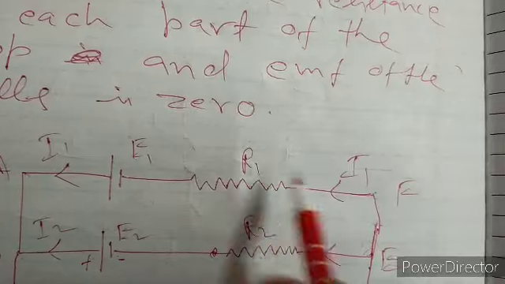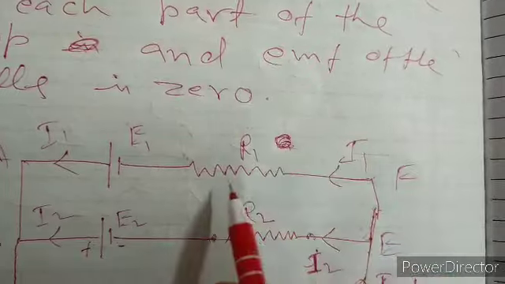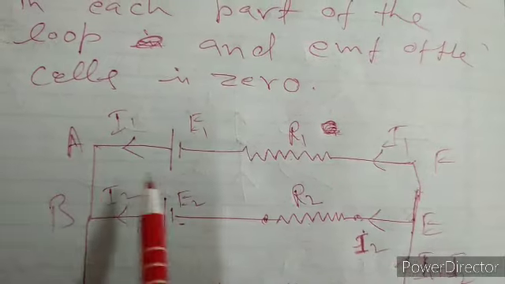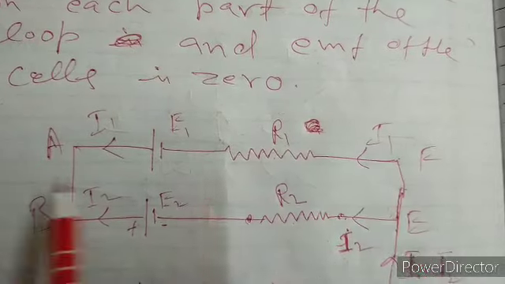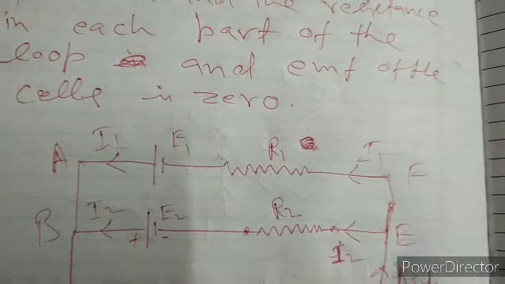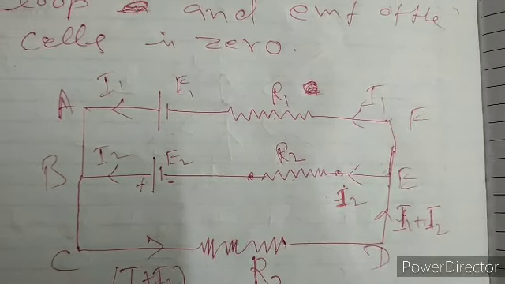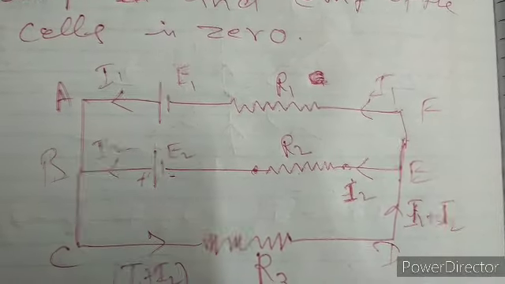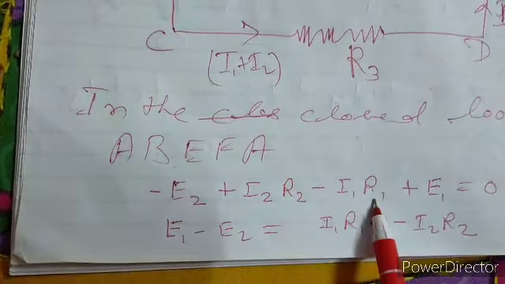Here the voltage will be I1 R1, because the current is I1 and our resistance is R1. Then is this positive or negative? Since we are moving from A to B, then B to E, then E to F, then F to A, we are moving from F to A, and the current I1 is also moving in the same direction. Therefore we have to take negative. If we are facing face to face, meaning the current is coming from the opposite side, then positive. If the current is going in the same direction as us, then negative. Then minus I1 R1.